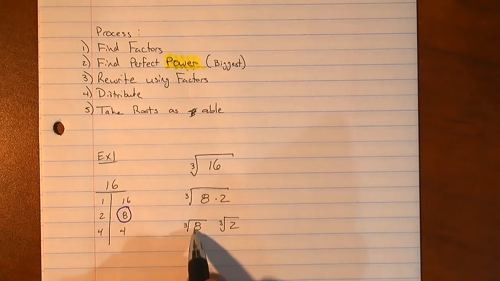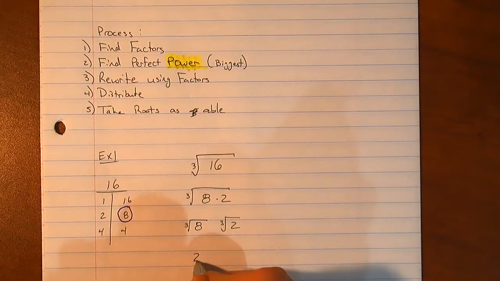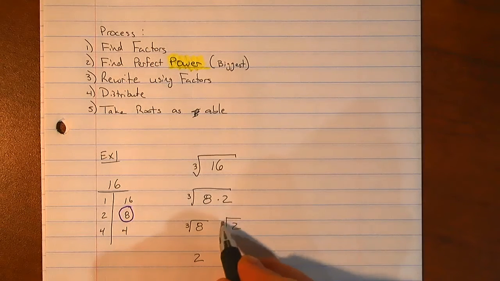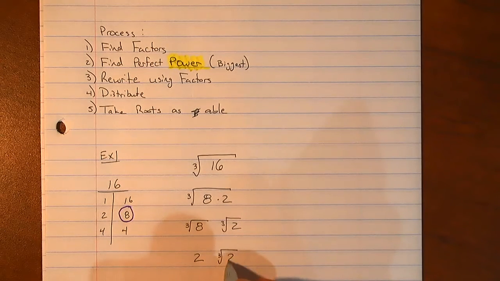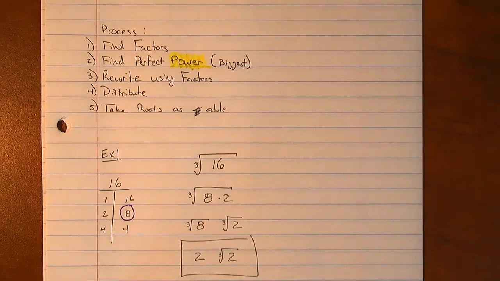So from my table, I saw that the cubed root of 8 was equal to 2. Although, again, you can always type that into your calculator or just go from memory, whatever. This one is not in my table, so it's not going to work out nicely. So I just leave it as a radical, and that becomes my answer.